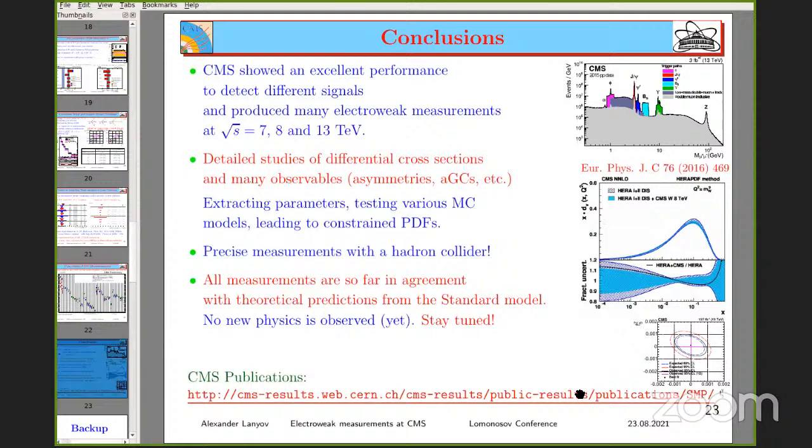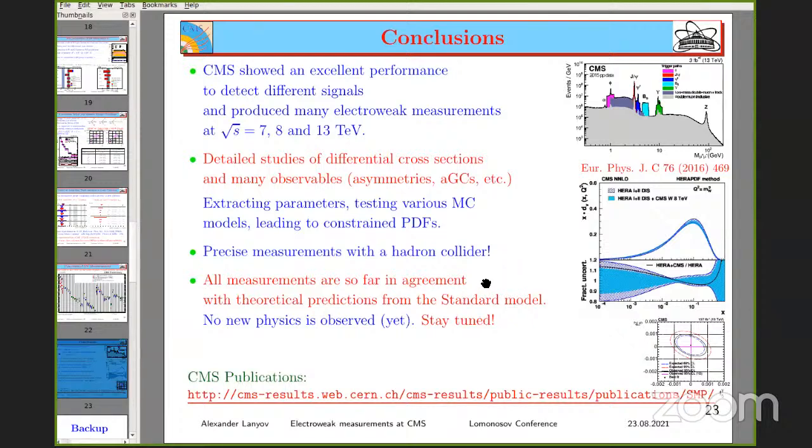It showed studies of different cross sections and many observables. It was done extracting parameters, testing various Monte Carlo models, leading to constrained PDFs. This is just an example where a CMS measurement constrains the PDFs. And these are precise measurements at a hadron collider.